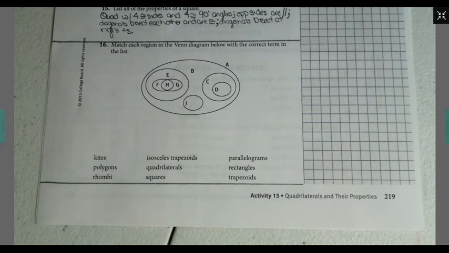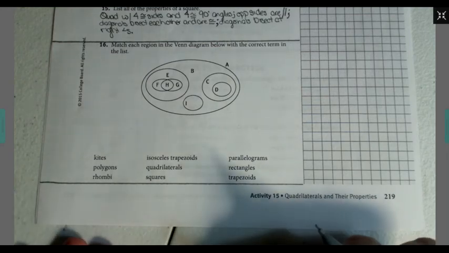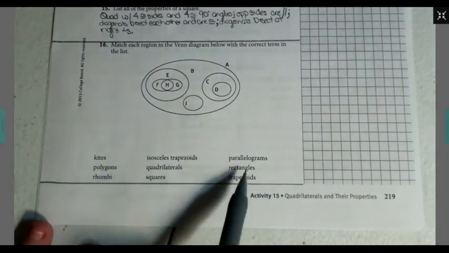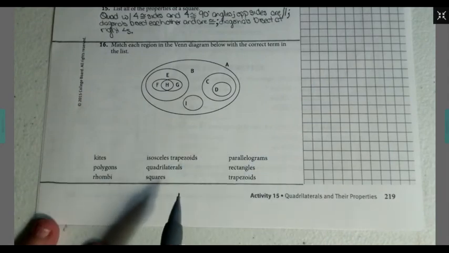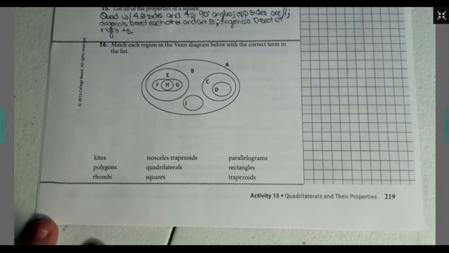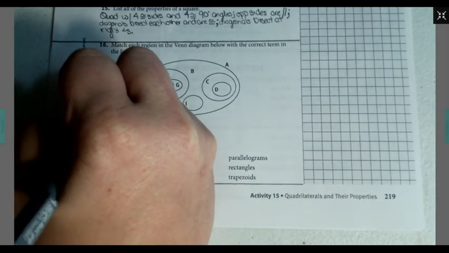Now, all of these items have what characteristic in common? What is the biggest subset? Every single one of these items here in the bottom, these terms are all considered polygons. So my big circle, circle A, all these have in common that they are polygons.